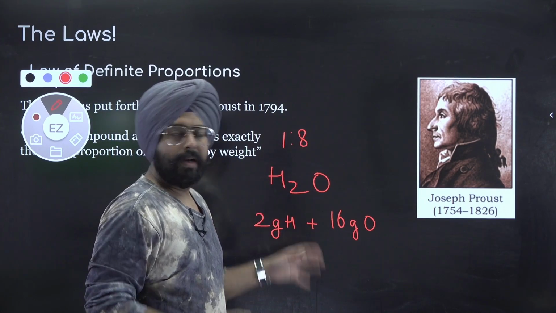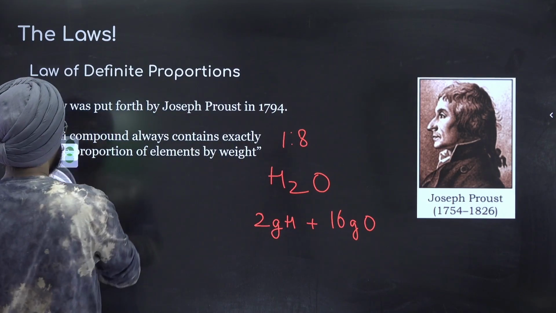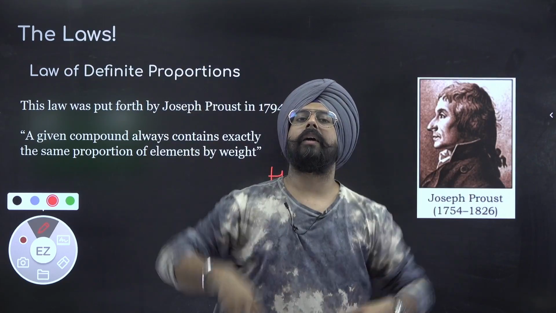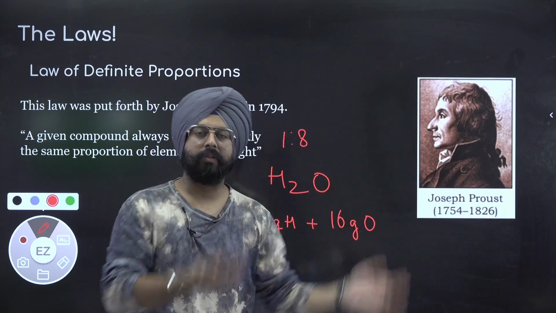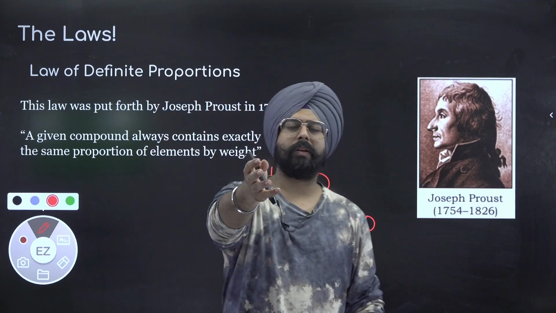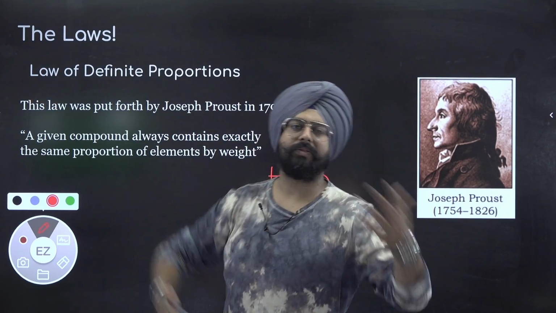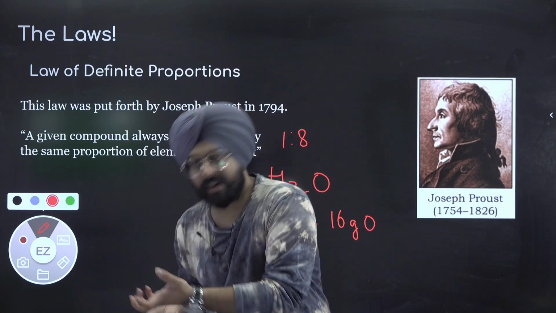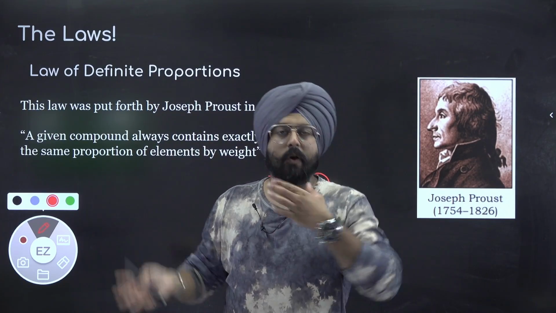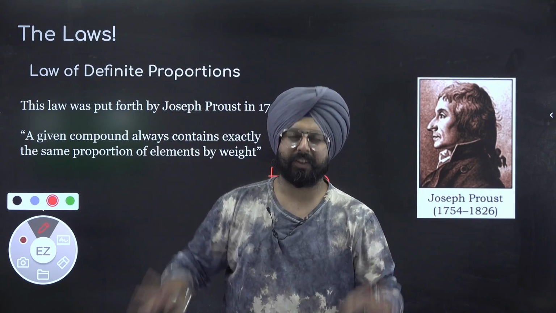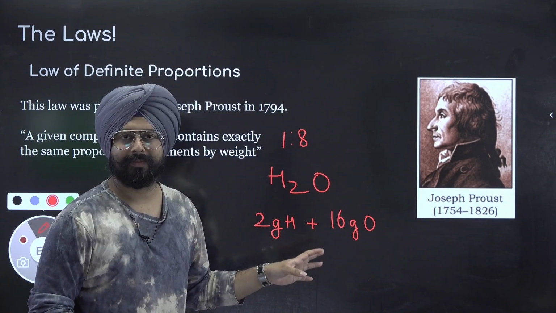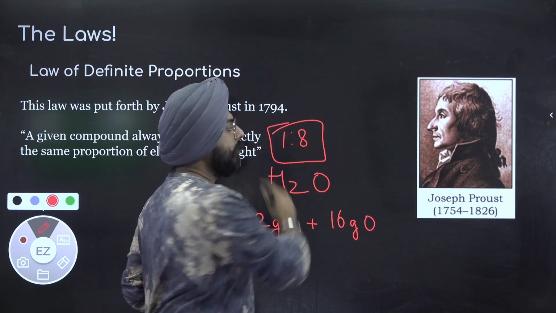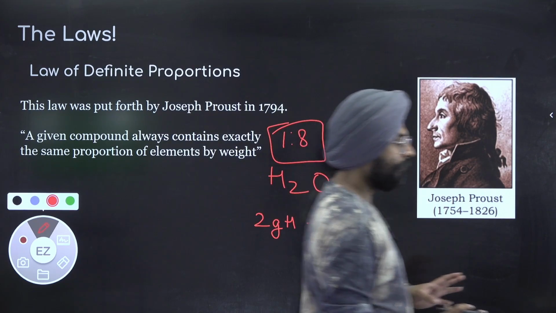Okay. Now, this law basically says that no matter where you take water from, if I give you water from my home's water purifier, if you bring water to me from some jungle's waterfall, if a third person brings water to me that he or she has made in the laboratory, all water from everywhere, which is made up of hydrogen and oxygen, will contain hydrogen and oxygen in a 1:8 ratio of weight. Wow, that rhymes.